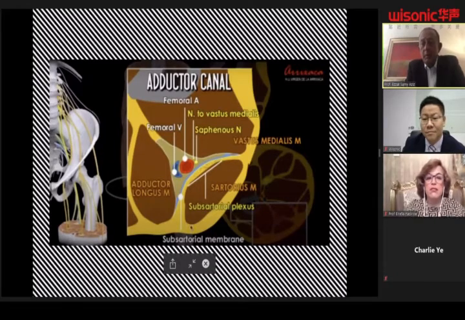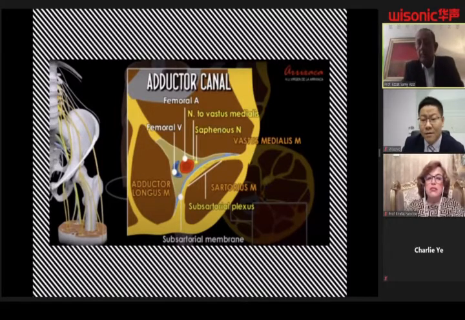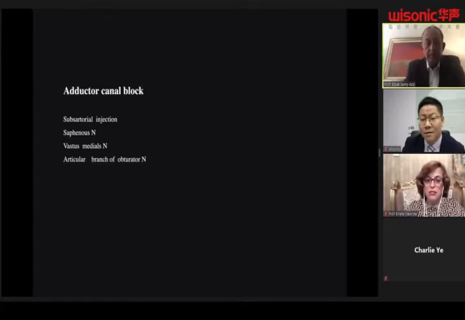So if this is the sartorius here, and you have the vastus medialis and the adductor longus, there is a canal under the sartorius. This triangle has the femoral artery, femoral nerve, and the saphenous nerve. The saphenous nerve is purely a sensory block, okay? So when you give the adductor canal block, you will have anesthesia for the knee joint.